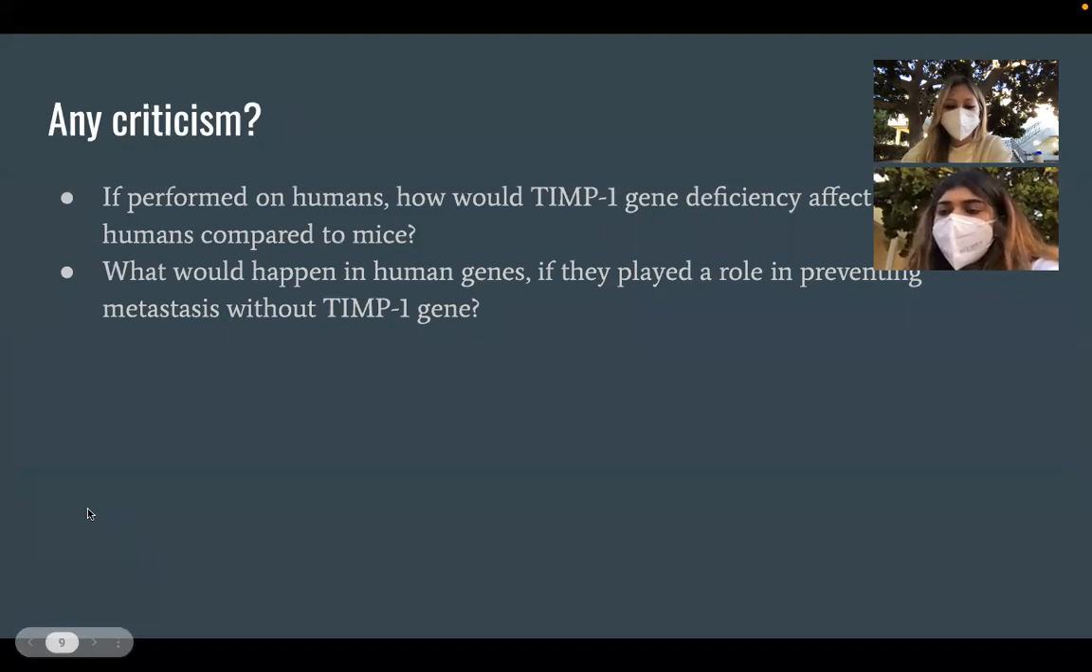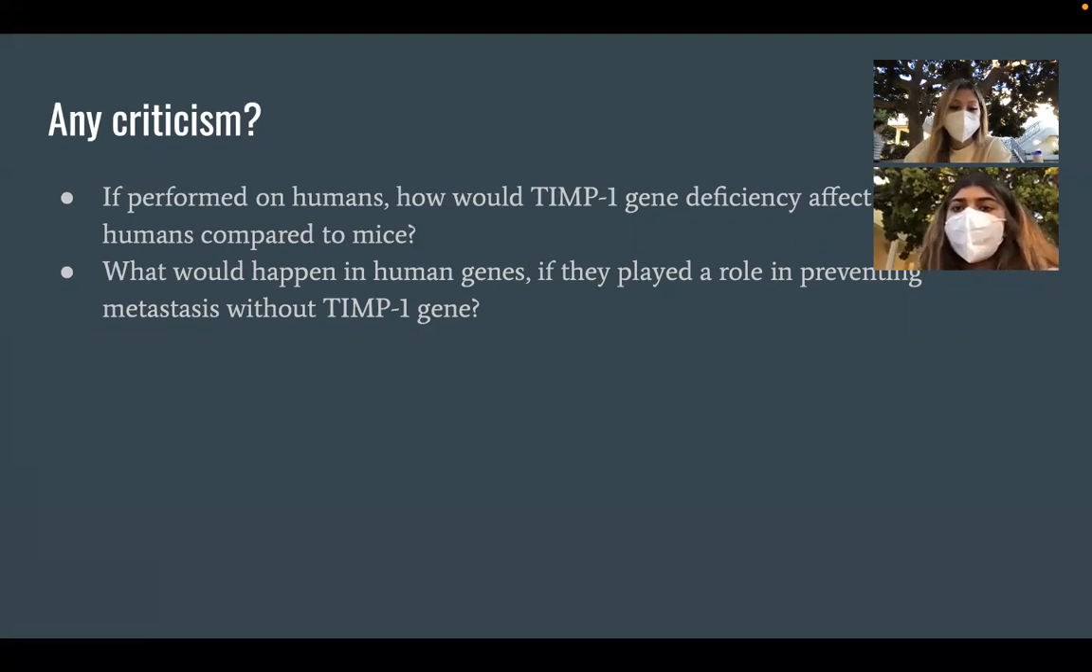Okay, so after reading the article, we came up with two questions. First one being, if performed on humans, how would TIMP1 gene deficiency affect humans compared to mice? And the second question we came up with was, what would happen if human genes played a role in preventing metastasis without the TIMP1 gene?